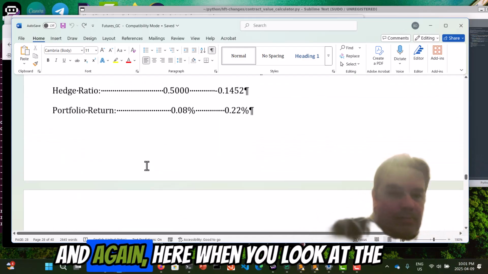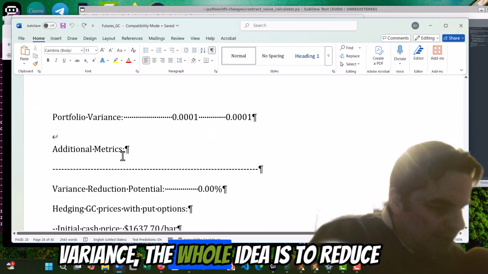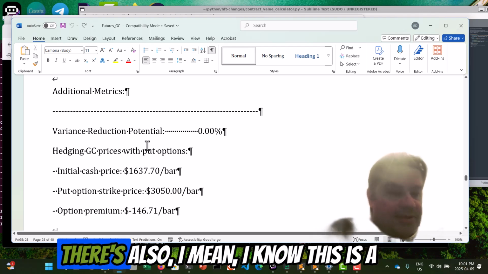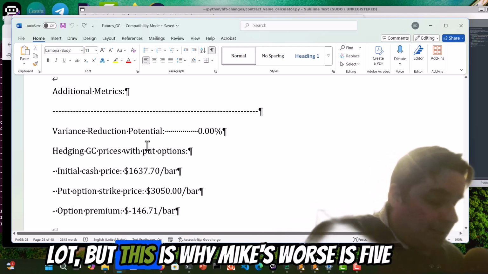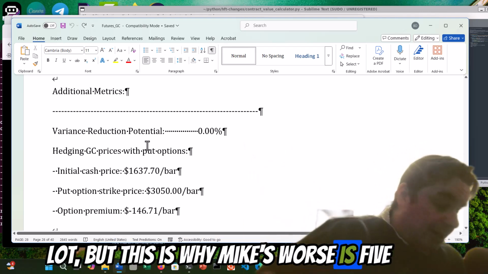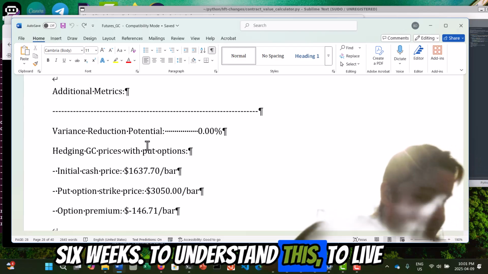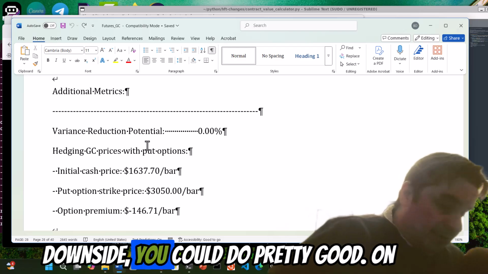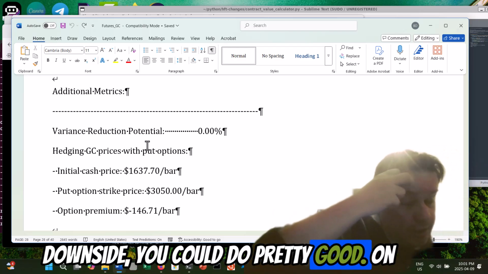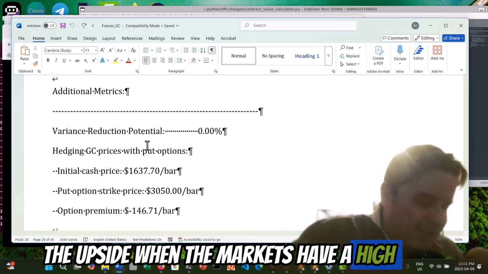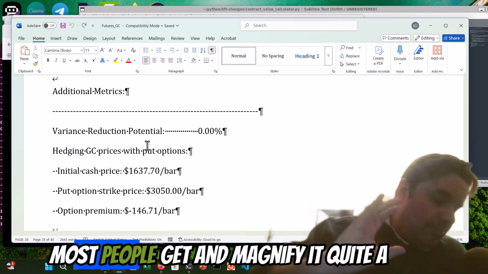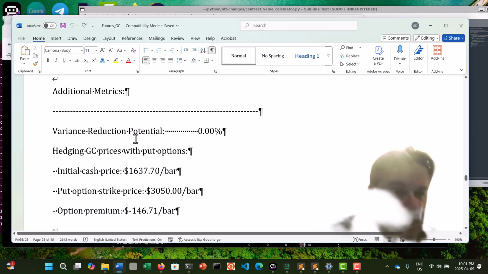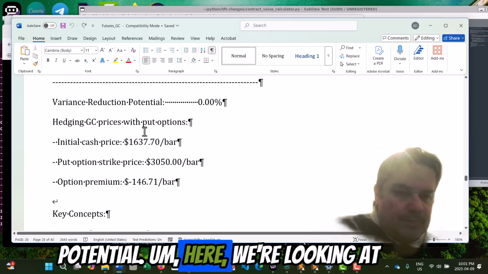And again, when you look at the variance, the whole idea is to reduce that variance to reduce the risk. I know this is a lot, but this is why my course is 5-6 weeks, to understand this, to know and live and breathe this stuff. Because on the downside, you can do pretty good. On the upside, when the markets have high momentum, you can take what most people get and magnify it quite a bit. Variance reduction potential.